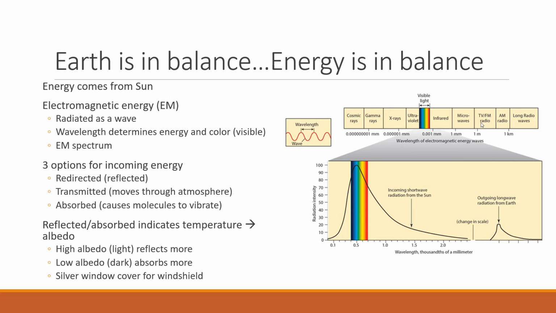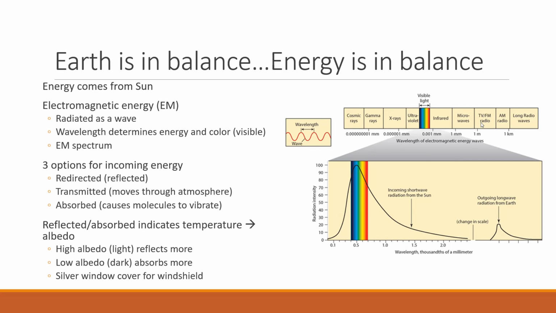So the energy for our planet comes from the sun. This will be as electromagnetic energy. We talked about this in the first few weeks of class when we were talking about astronomy. So EM energy is radiated as a wave. It can also come as particles. Those are photons. The wavelength is going to determine the amount of energy and the color in the case of visible wavelength. So longer wavelengths are lower energy, shorter wavelengths are higher energy. And wavelength is the distance between those waves. So the closer they are together, the more energy we have.